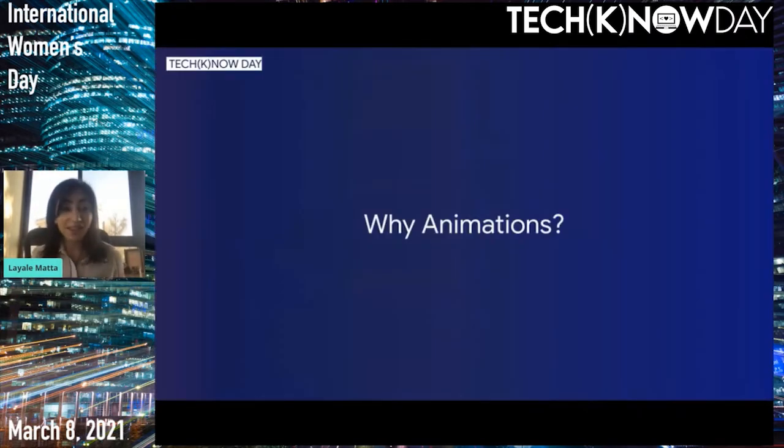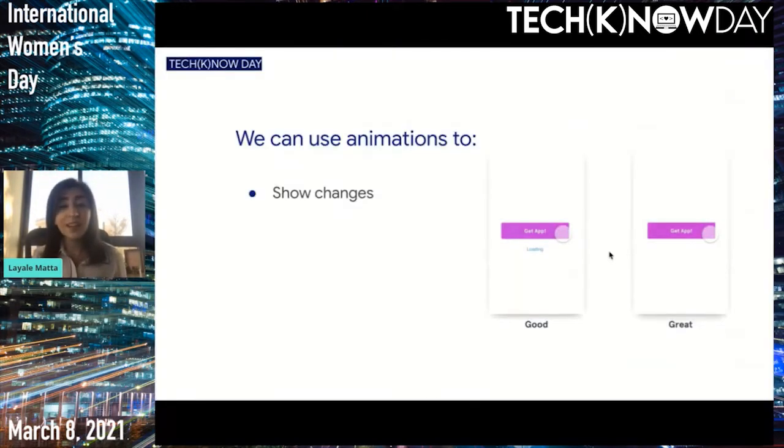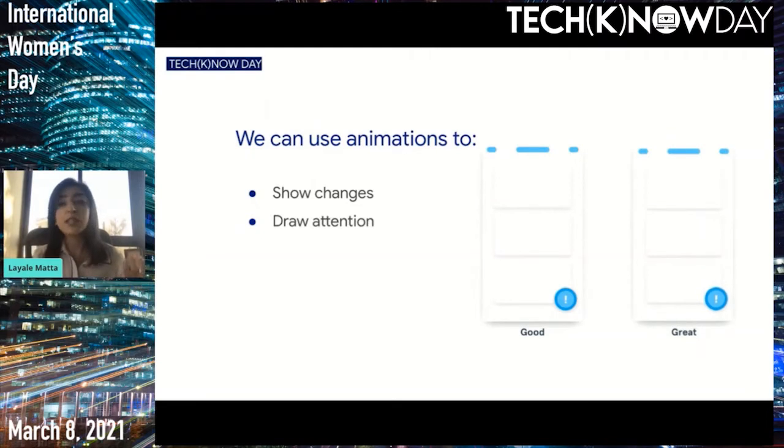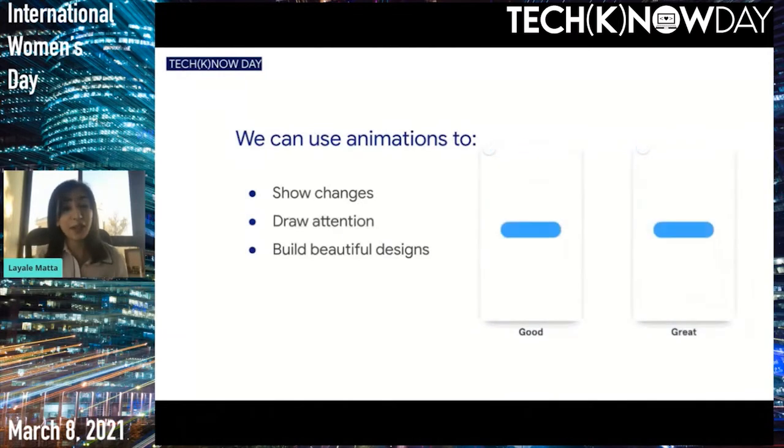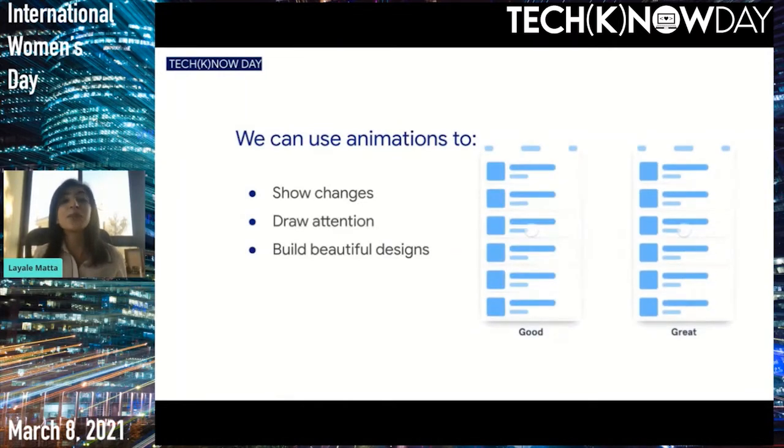So you may ask, why animations? Why do we need animations? Well, animations are a great way to enhance an app experience. So we can use animations to show changes. Animating between states lets the user naturally track changes in our UI. We can use animations to draw attention to important UI elements on our screens. And of course, building beautiful designs, because effective motion and design makes apps look polished.